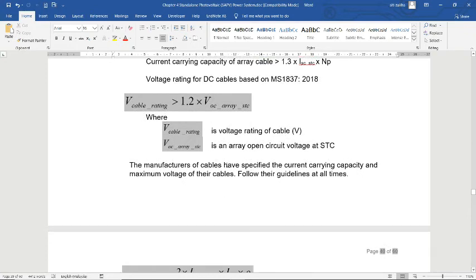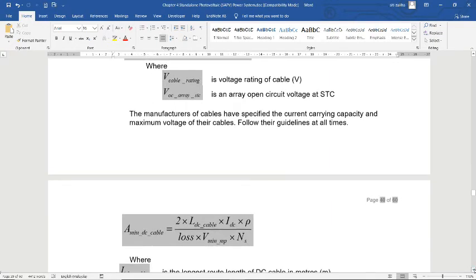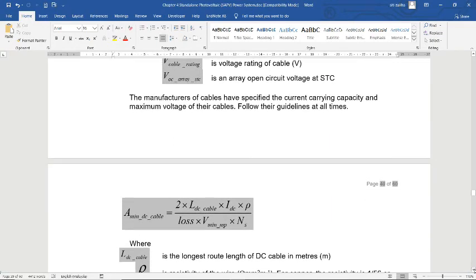The manufacturer of the cable has specified the current carrying capacity and the maximum voltage of their cable. Follow their guideline at all times, to avoid any losses and also to avoid any injury. Okay, for safety precaution.